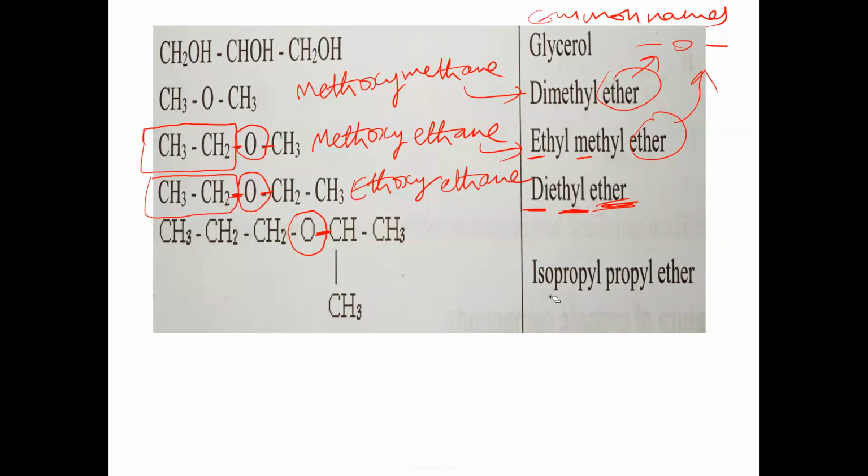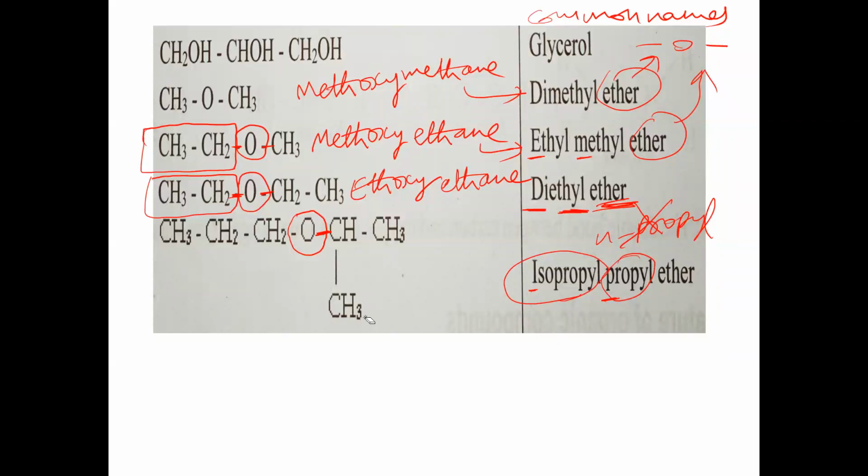So what do we have to say for the common name? Isopropyl on one side, N-propyl meaning normal propyl on the other side. In isopropyl the first letter is I, here the first letter is P, so isopropyl we have to write first, then propyl, then ether. We need not write N-propyl; we should write only propyl. So the name of this ether is isopropyl propyl ether.